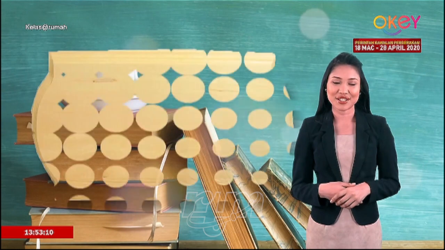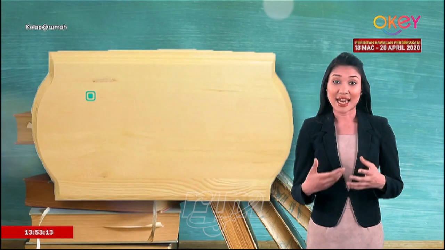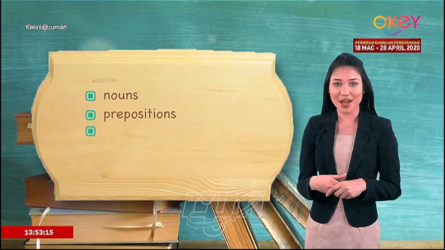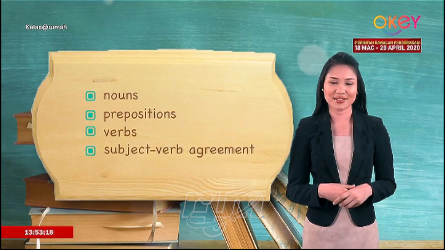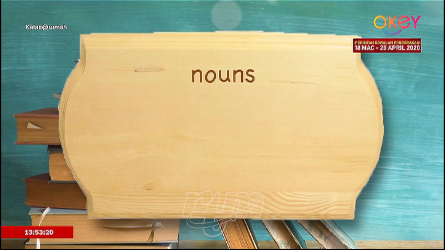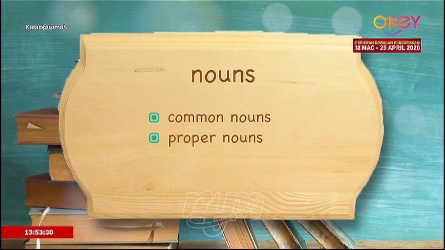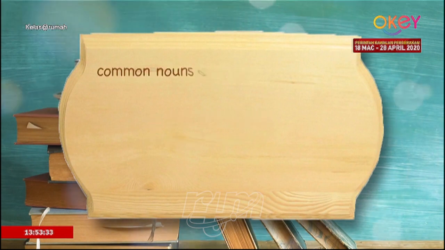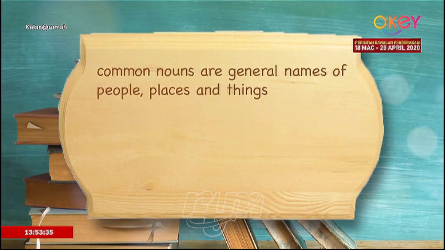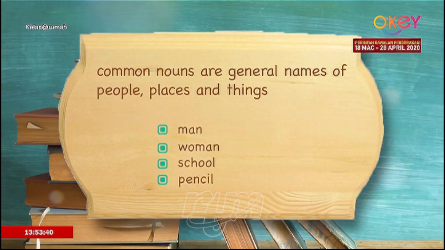Let's do some quick revision on 4 grammar items: nouns, prepositions, verbs, and subject-verb agreements. Number 1, nouns. There are a few areas that I think pupils should revise for nouns. The first is to know the difference between common nouns and proper nouns. Common nouns are general names of people, places, and things like man, woman, school, and pencil. Common nouns do not begin with capital letters unless they begin sentences.